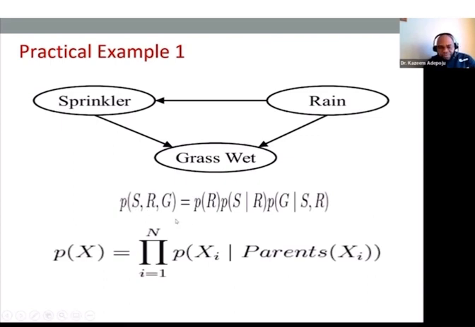If I want to find the joint probability of the random variables, S is for sprinkler, R is for rain, and G is for grass wet. So I'm going to have the probability of rain. You can say the rain is standing alone. It doesn't depend on anything else, right? Then multiply by the probability of the sprinkler given rain, and multiply by the probability of the grass wet, given the sprinkler and rain. So that is what I have here. And of course, this is a factorized form.